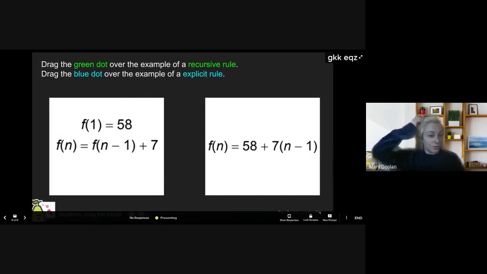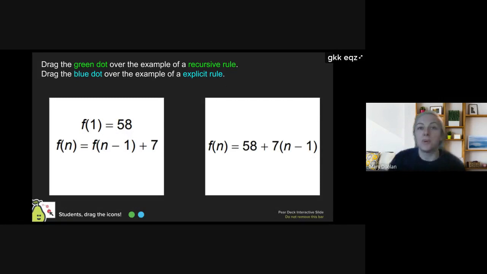All right, I know it's a little hard. It's a lot of information being thrown at you. So what I want you to do right now is you have an interactive slide and you have two dots. You have a green dot and you have a blue dot. The green dot is for the recursive rule. Drag it over the example of a recursive rule. The blue dot is for an explicit rule. Drag it over the example of the explicit rule. You have one of each.